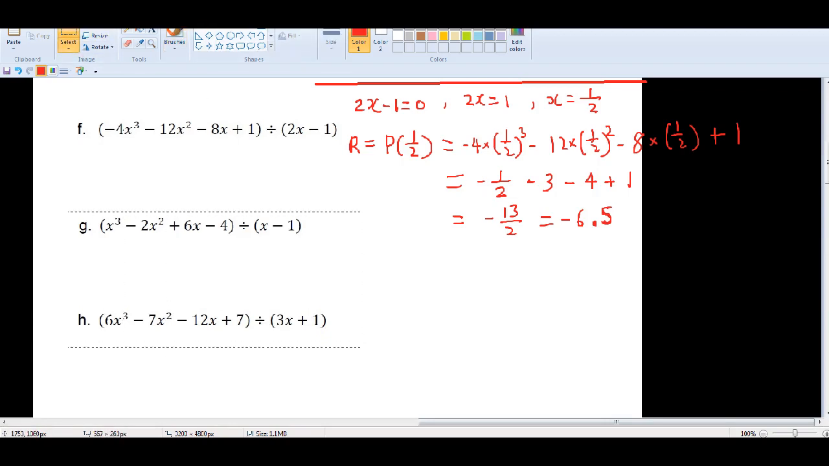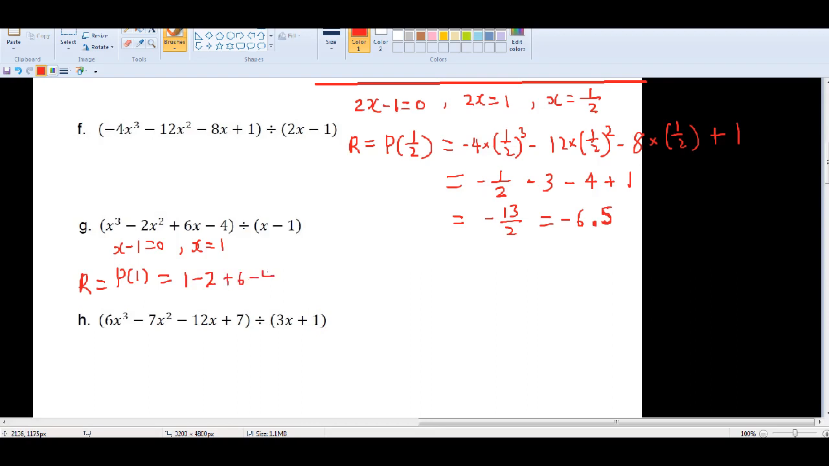Right, so G would be very simple. All you need to do is see that x minus 1 is 0, x will be 1, and you just put 1 into the polynomial, and you will get the answer, right? You will have 1 minus 2 plus 6 minus 4.